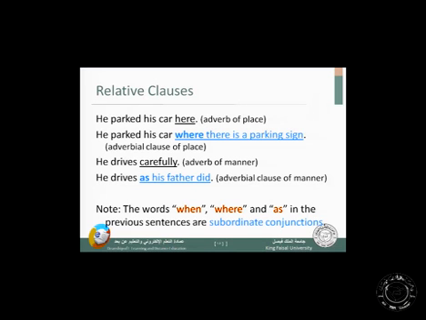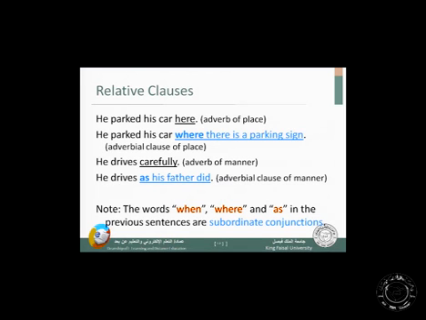Another example, he drives carefully. Carefully gives us an idea about the manner. So how does this person drive? He drives carefully. So this is the manner of driving of the person. So we can say he drives as his father did. So his father drives carefully, and this person drives as his father did. So he also drives carefully. As his father did is a subordinate clause, and it is in this case an adverbial clause of manner.